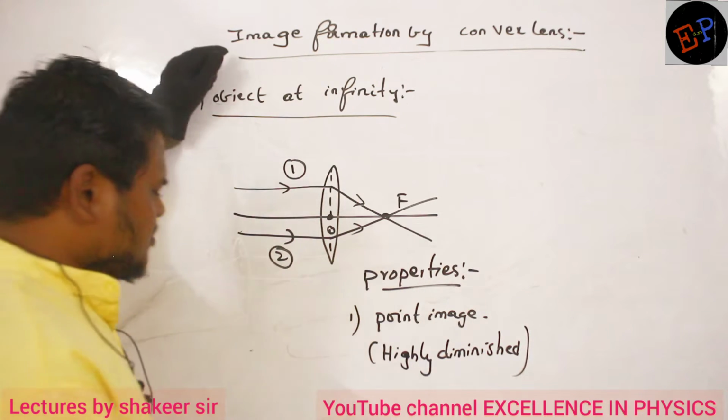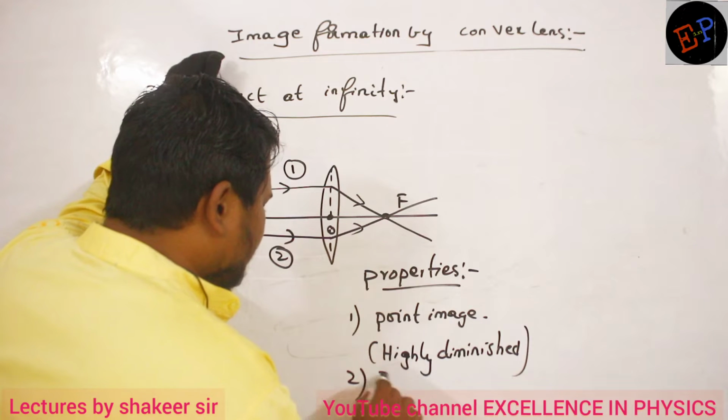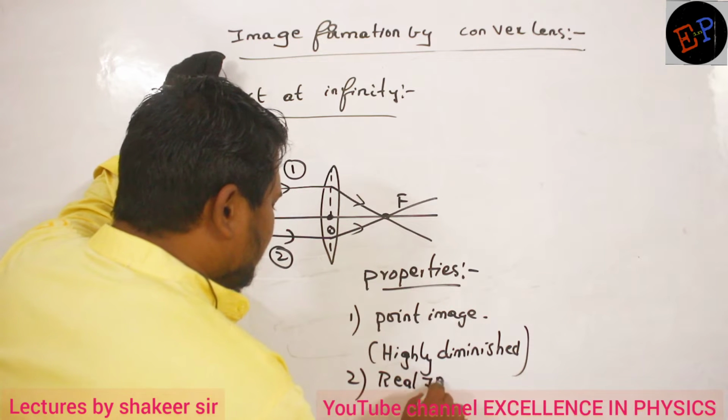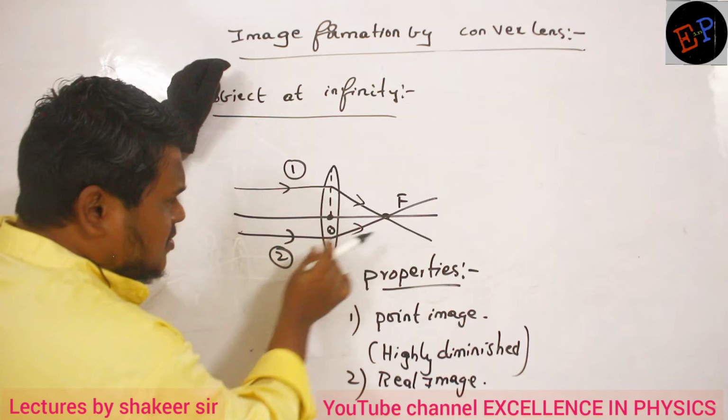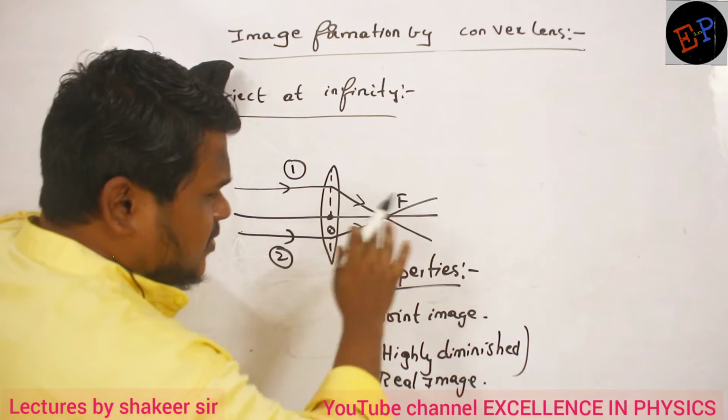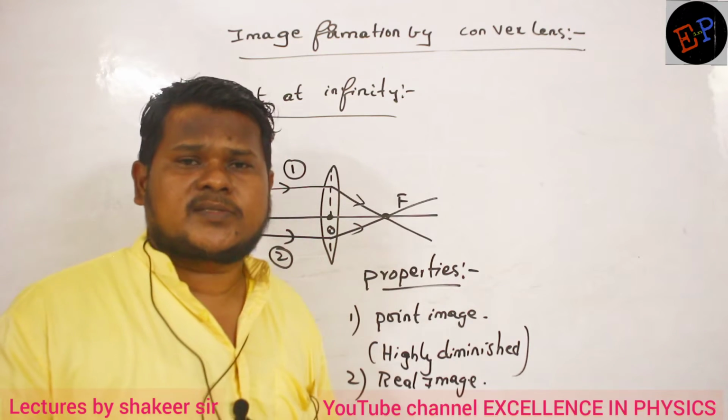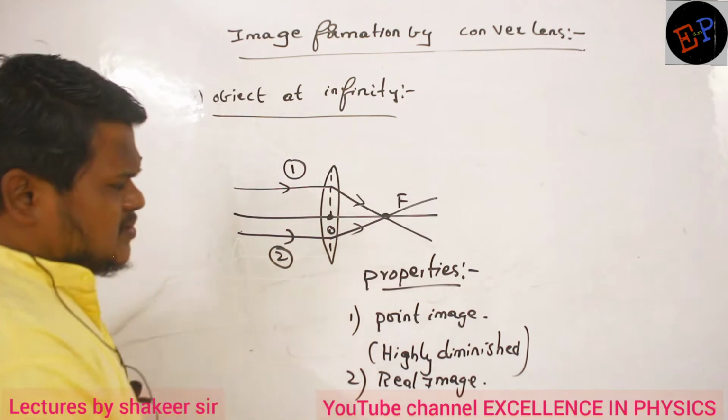Okay, so the second one is that it is a real image. How can you say it is a real image? Because this image is created by actual light rays. We are not taking any extended light rays here, they are actual light rays. So definitely this is a real image.